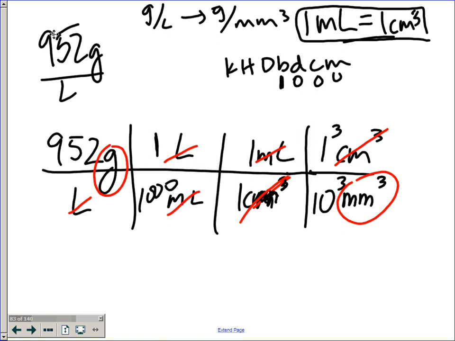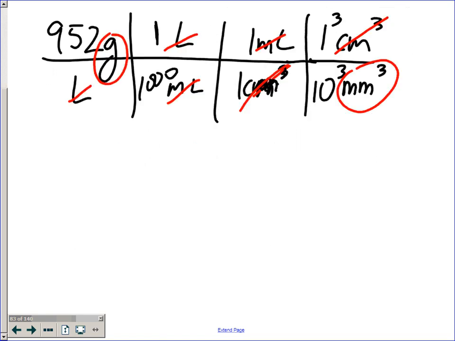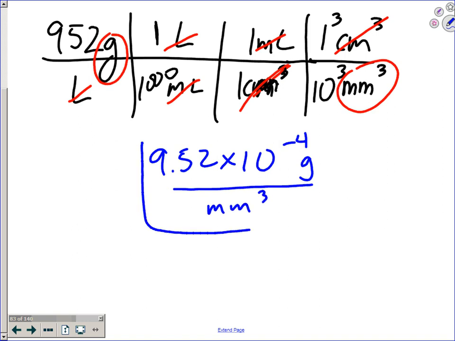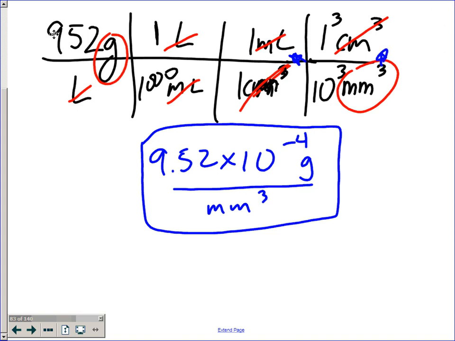So 9.52 times 10 to the negative 5. So negative. Any takers? Oh yeah, sorry, negative 4. And grams per millimeter cubed. All right. So this was really the only tricky section here and then here on that one. So hopefully that answers those questions.